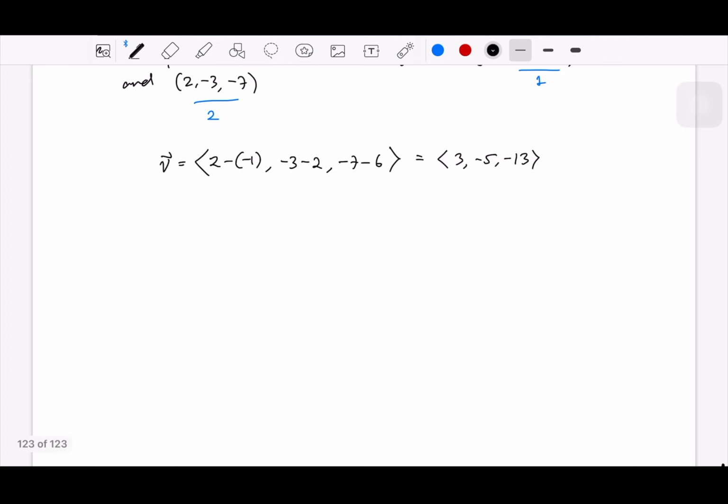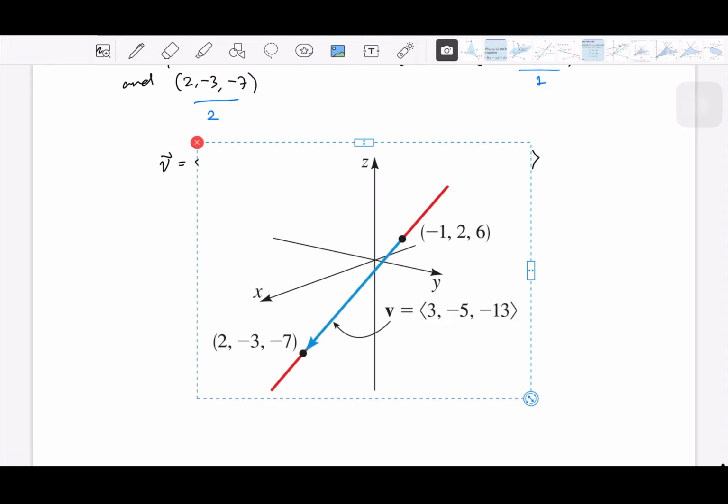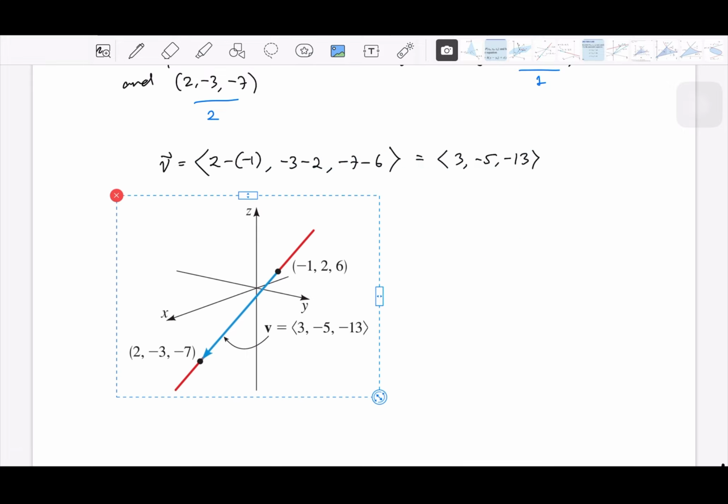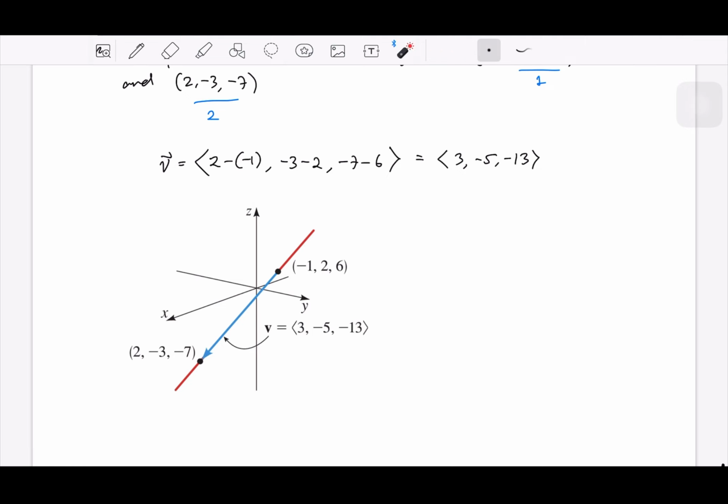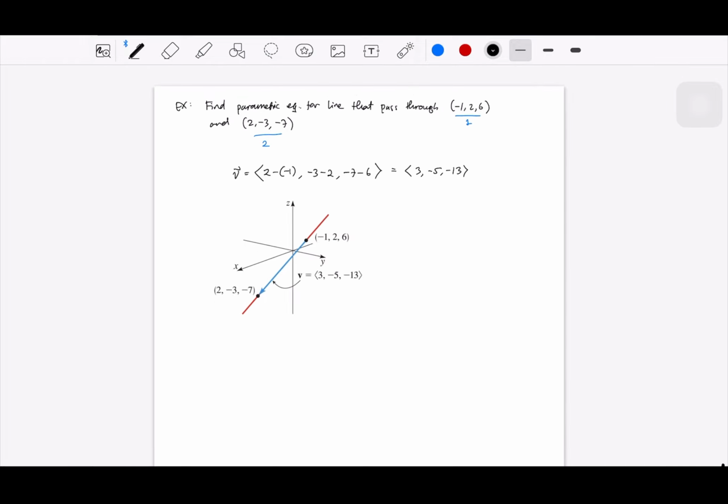So if we want to draw and check how the directions go, we could have this. This is the first position, the second position, and this is our vector. It is stated that the vector is from position 1 here to position 2. Okay.